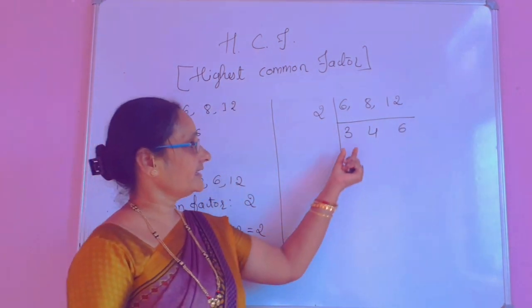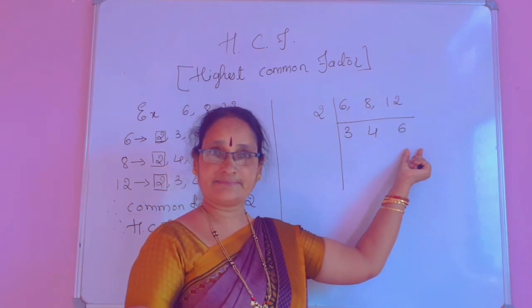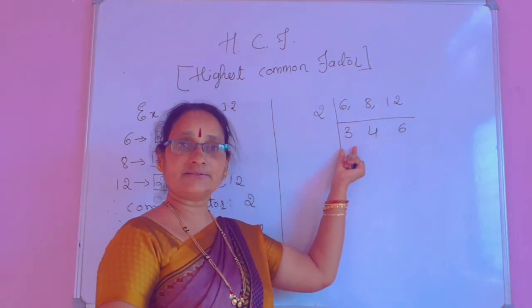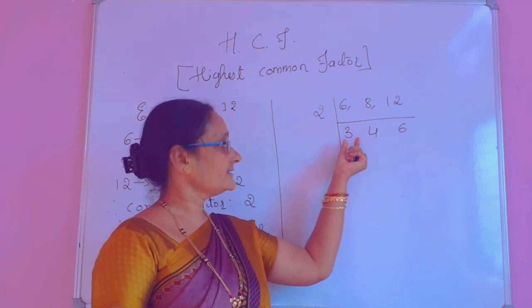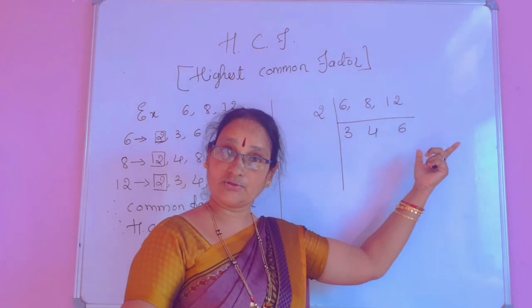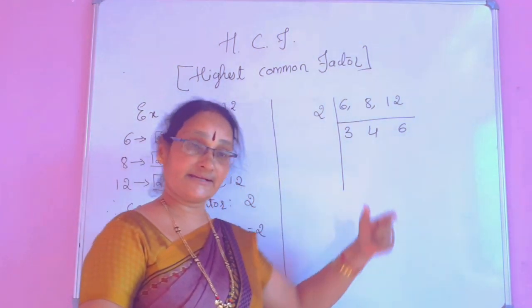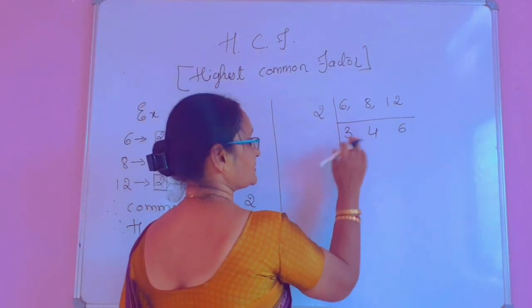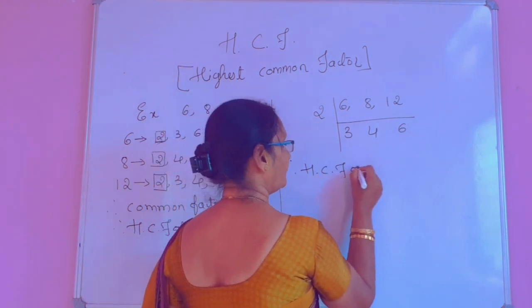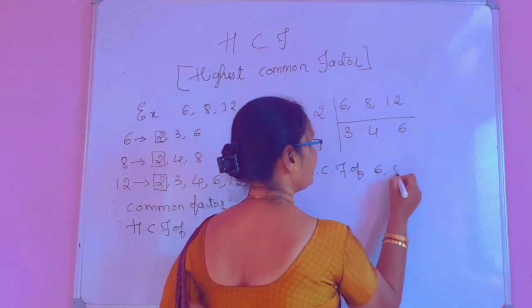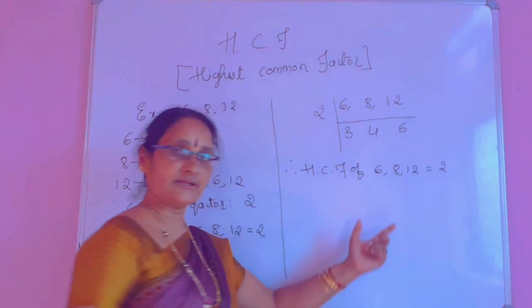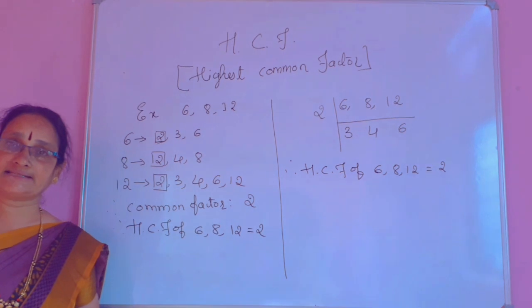Now see here, 3, 4, 6. In this, which is odd number? 3 is odd number. And this is not divisible by 2. Other 2 are even numbers. So I cannot proceed next. I have to stop my process here only. Therefore, HCF of 6, 8, 12 is 2. Even though the methods are different, answer is same.